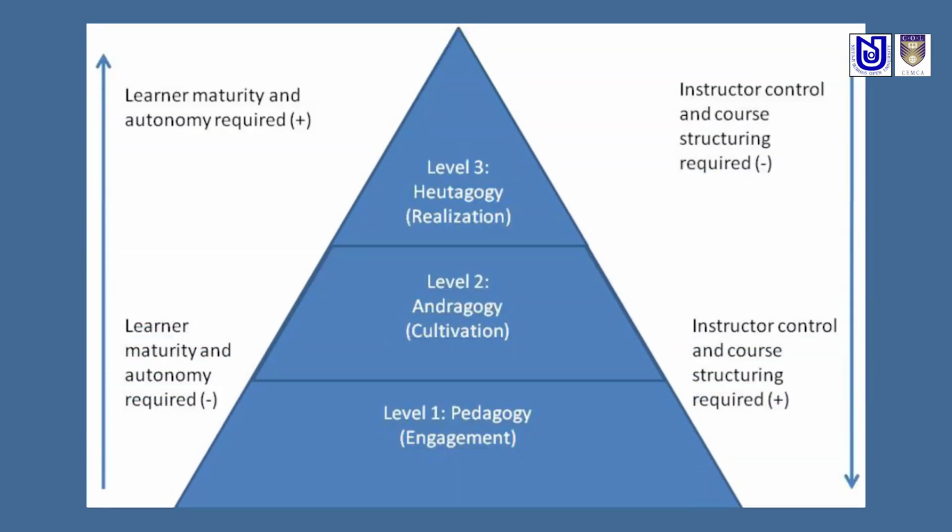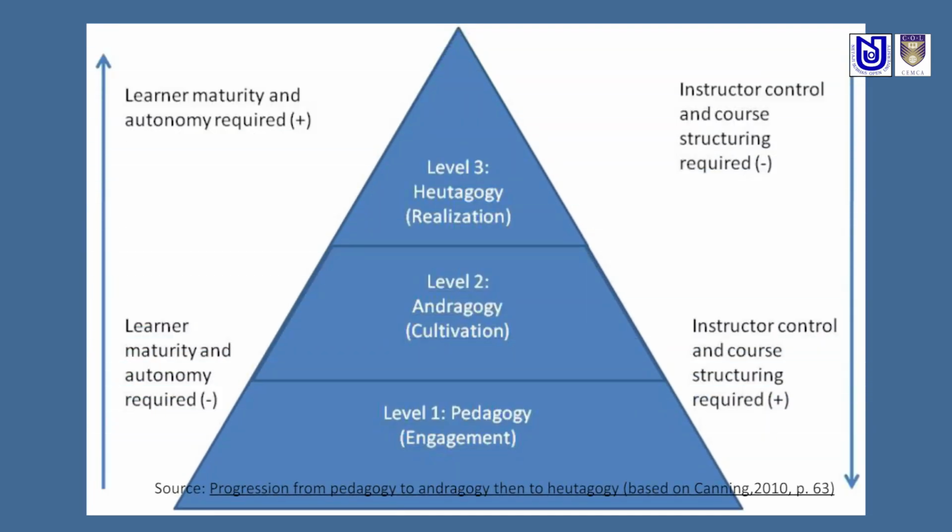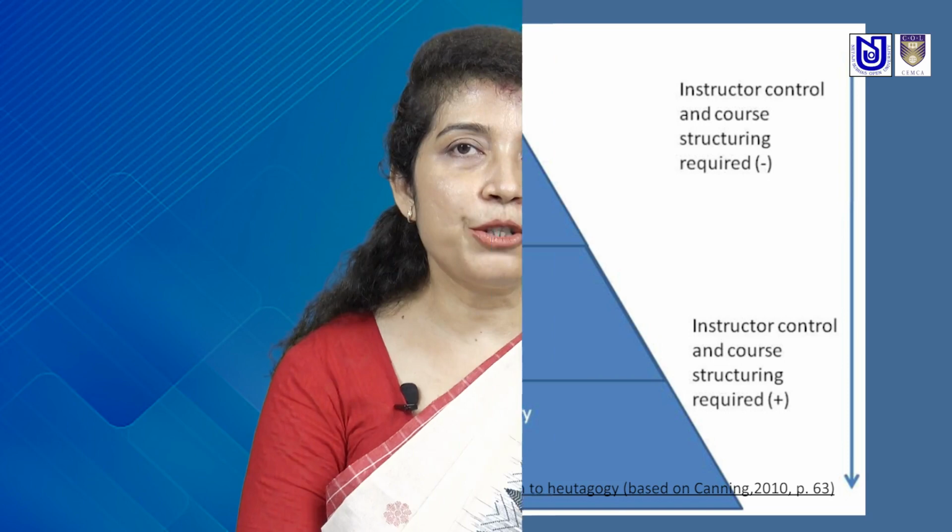Now this slide shows the summary of what we have discussed right now, with 3 levels, as is evident in this pyramid. Level 1 is pedagogy, level 2 is andragogy, and level 3 is Heutagogy. As we can see, the teaching learning goes up from engagement and cultivation to realization.